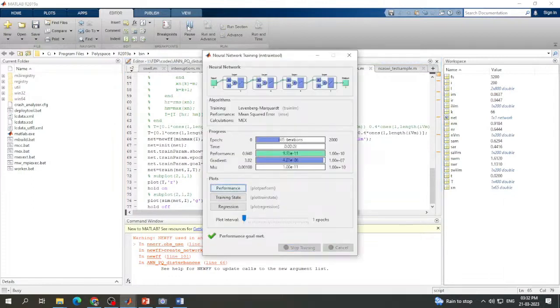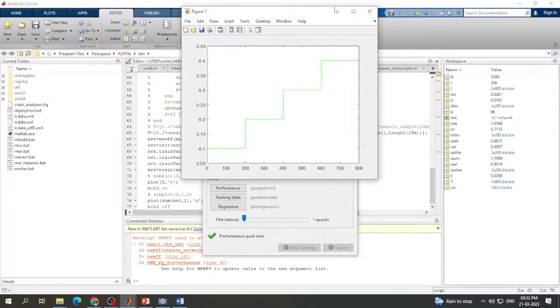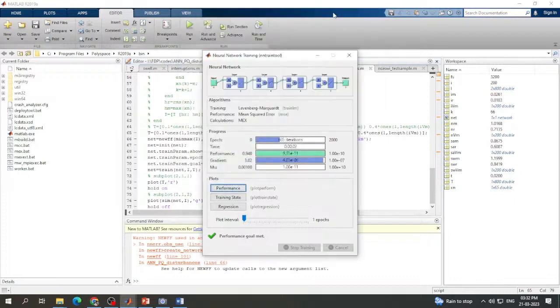Training started, and if you see, the epochs reached around 685, and my error level is 9.93 to the power minus 11. So which one reached? Error level reached. Because of that, it stopped. Maybe it can also stop because of the epoch limit.